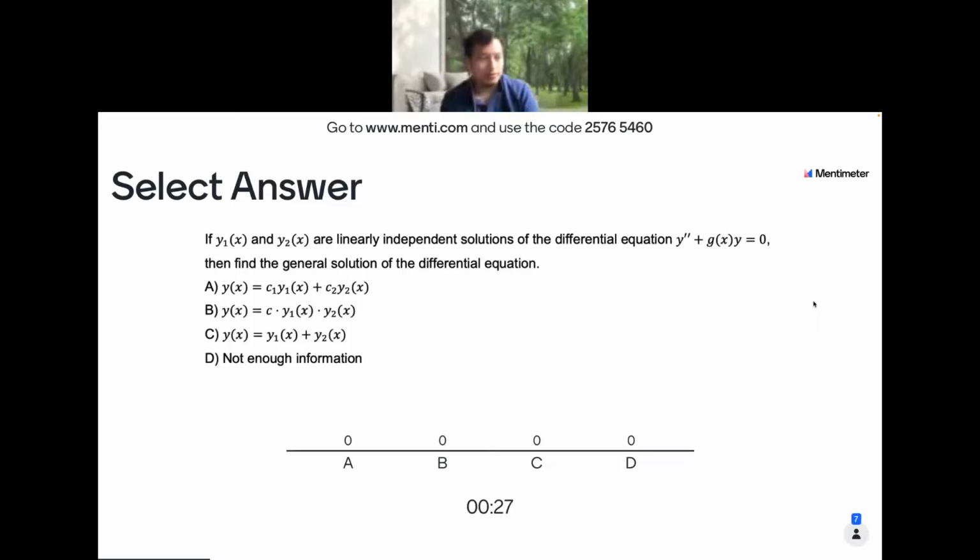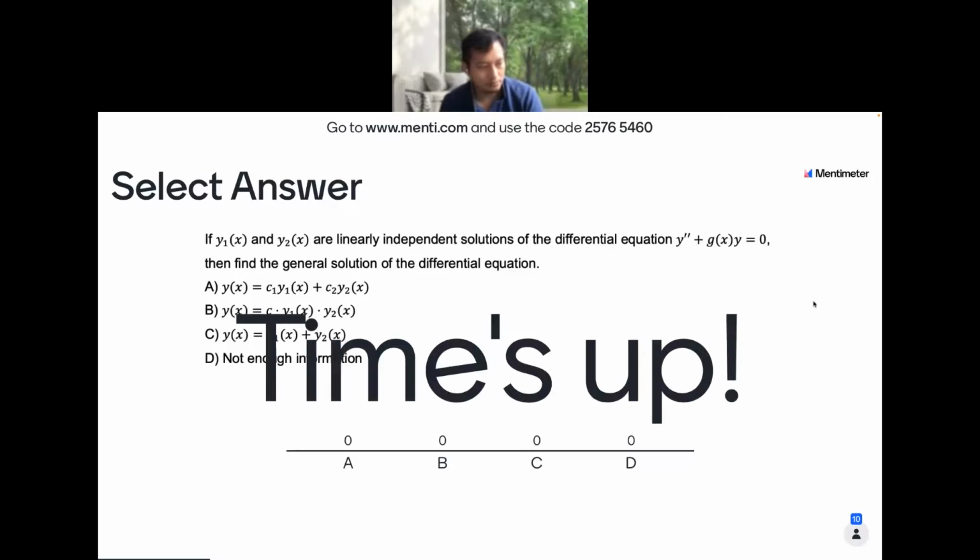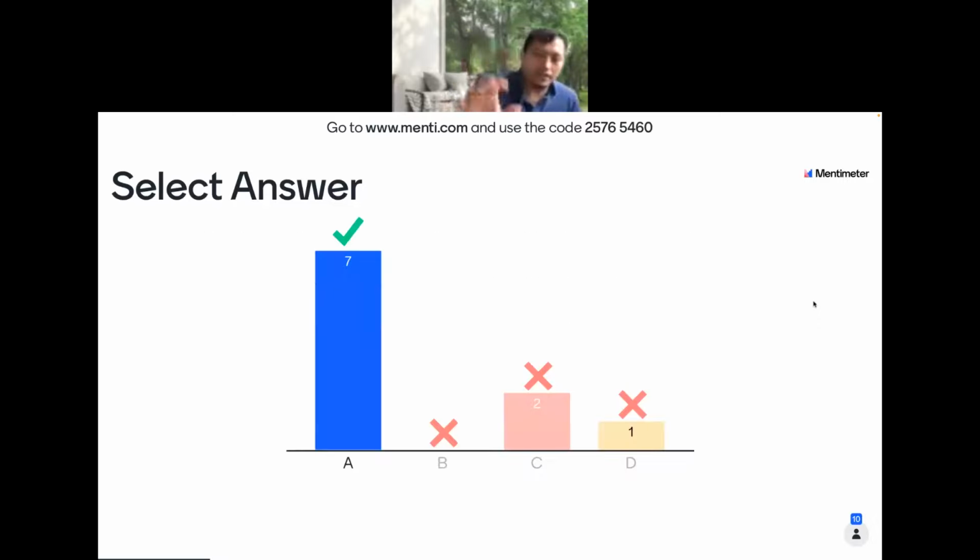Especially the last part, I give you what kind of solution and what it needs to be related to y1 and y2. Okay, good. I think the concept you got it.